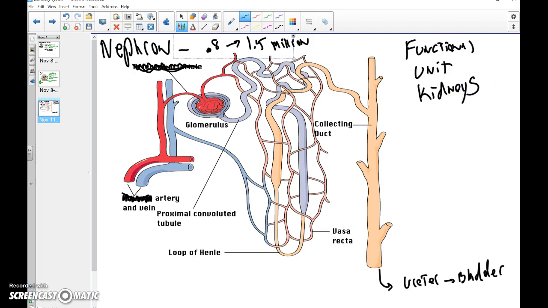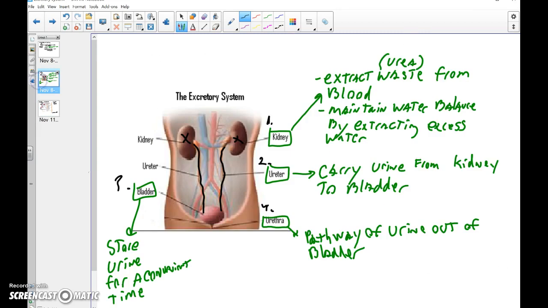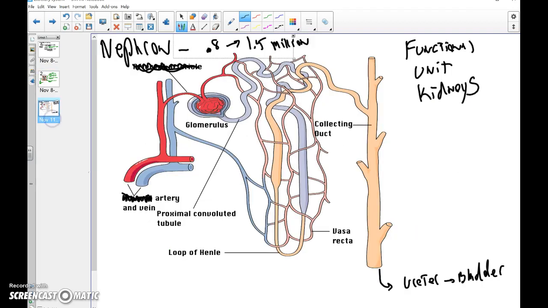Now, if you recall, structure equals function. So these structures that you see right in front of you on this diagram are what allows the kidney to maintain water balance and filter waste from the blood. Now, in each one of these kidneys on this diagram, there are 0.8 to 1.5 million nephrons. Depends on the size of the individual and the size of their kidneys.